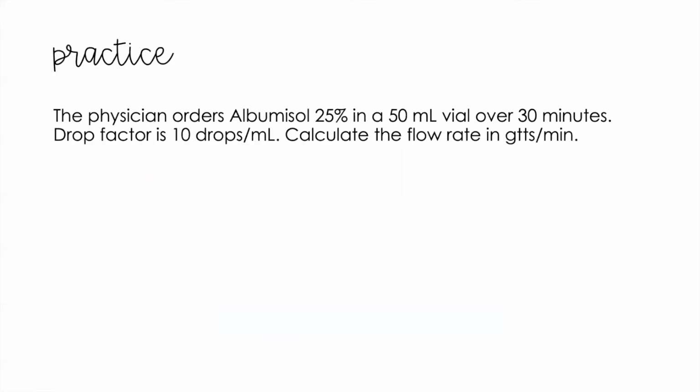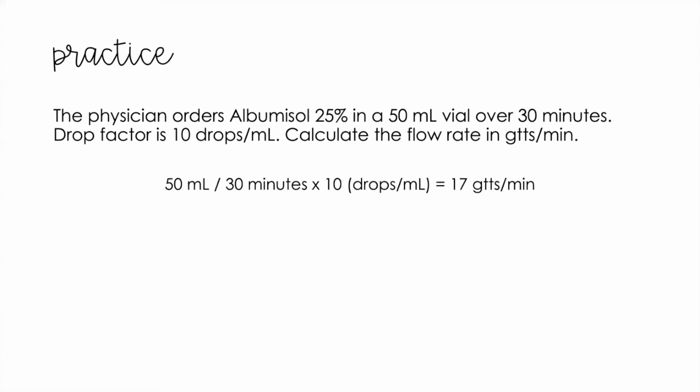Okay, guys, I have one more for you to practice, and then we will be done today, and I will see if you have any questions. So remember, if you're using the formula, it's total volume divided by time in minutes times the drop factor. Now, what you notice right off the bat about this one is there is no conversion, right? Because this one was ordered 50 milliliters over 30 minutes. Again, remember, it does not matter what is in that 50 milliliters. That is junk. You don't have to do anything with it. Total volume divided by time in minutes times the drop factor.